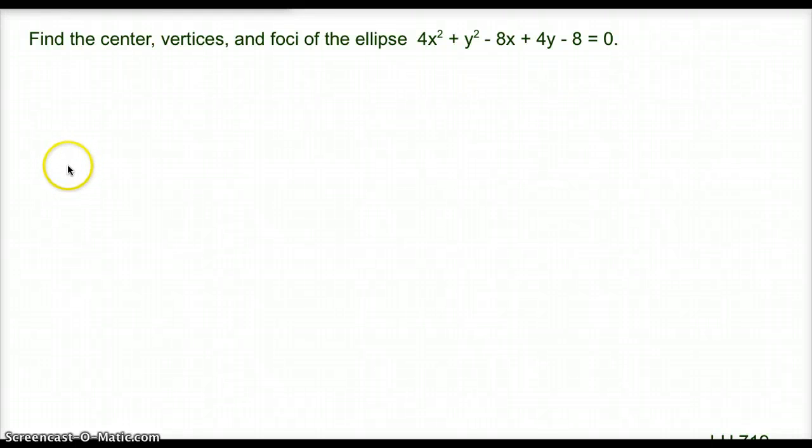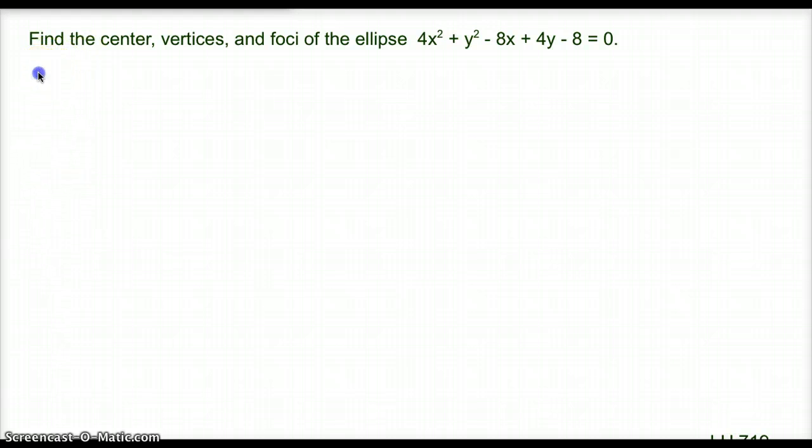Okay, we want to find the center, vertices, and foci of the given ellipse, and we're going to do this the way we did the last problem. We're going to break everything apart, factor it, complete the square, and then pull out the values for h and k, a, b, and c, and then figure out what we need to do.